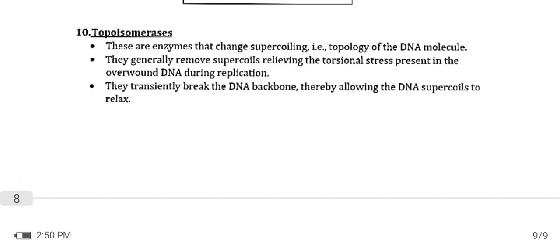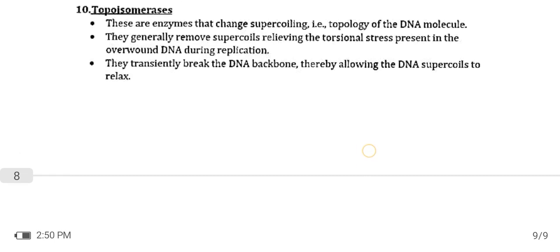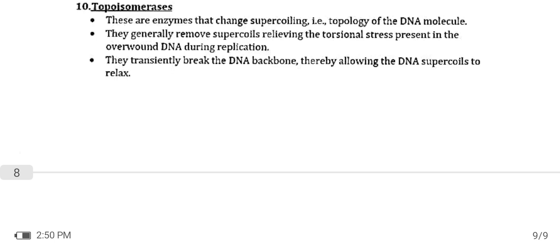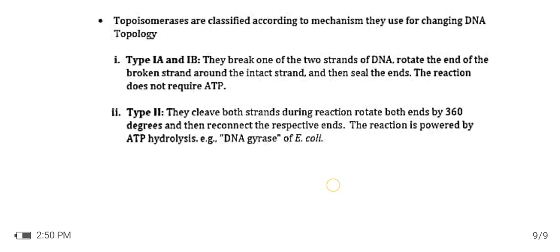Then topoisomerases. These are enzymes that change the supercoiling topology of the DNA molecule. They generally remove supercoils, relieving the torsional stress present in the overwound DNA during replication. They transiently break the DNA backbone, thereby allowing the DNA supercoils to relax.